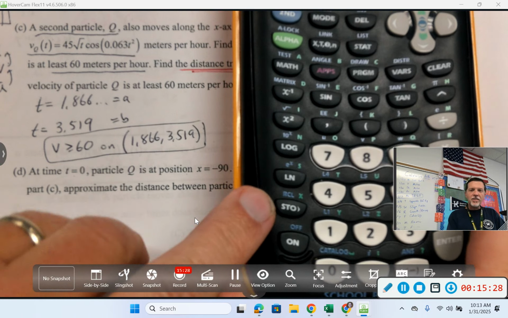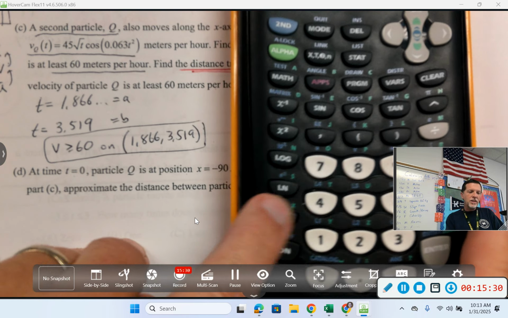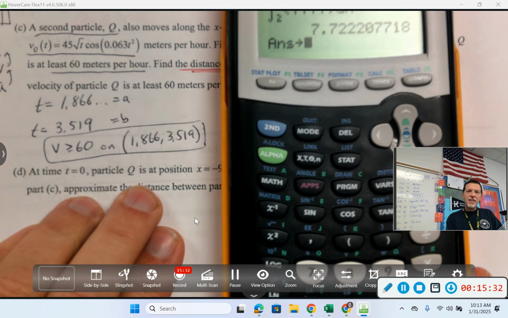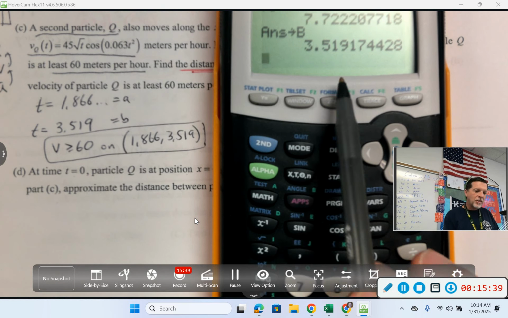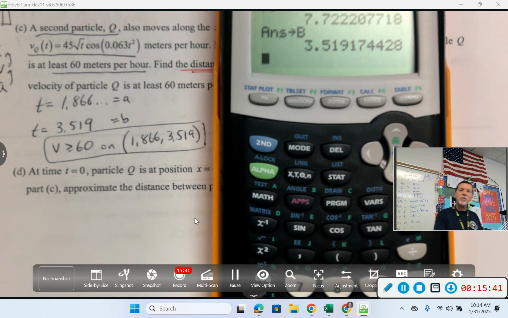So if I go down to this STO button, store, and press it, it says answer into, and I want to call that one, that was B. I'm going to call that one B. And then sure enough, 3.519174428. But I don't have to write that down anymore. I've got that in as B.